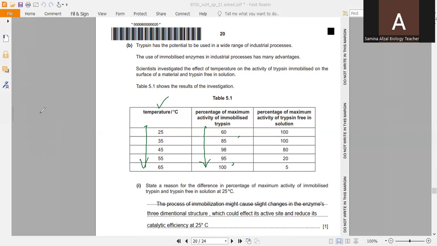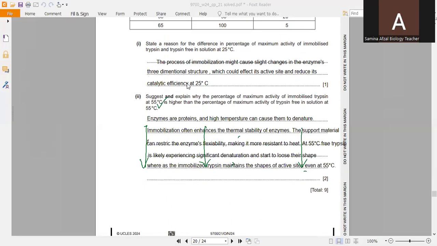On the other hand, in the third column, the percentage of maximum activity of trypsin free in solution is decreasing from 100 to 5. So you can say as temperature increases, the activity of immobilized trypsin increases, and the activity of the trypsin which is free in solution decreases. It shows that immobilized enzymes can work better at high temperature because they have the ability to withstand high temperature.